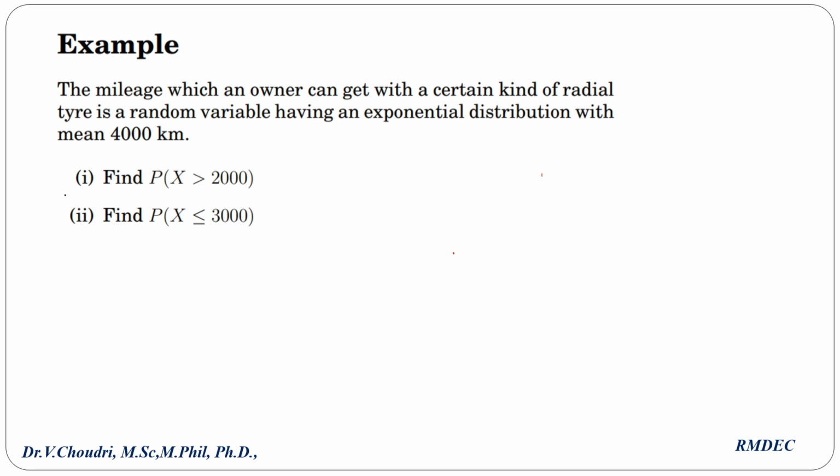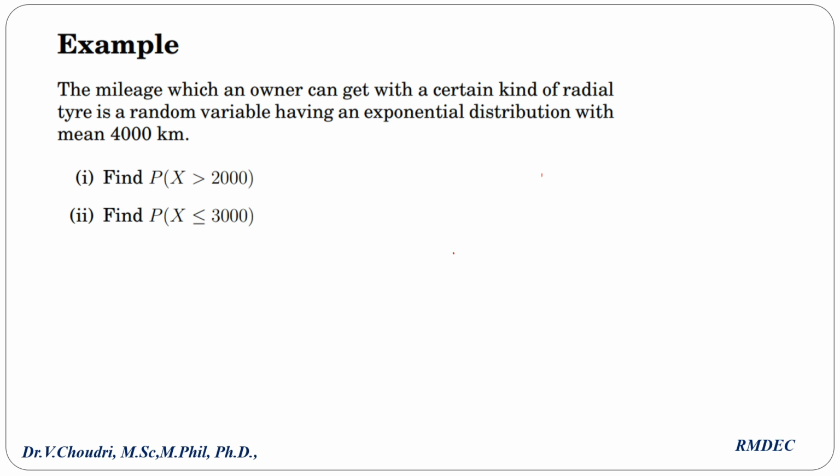In this session, let us see some other examples of exponential distribution. See this example: the mileage which an owner can get with a certain kind of radial tire is a random variable having an exponential distribution with the mean 4000 km. Find P of x greater than 2000. Second, find P of x less than or equal to 3000.